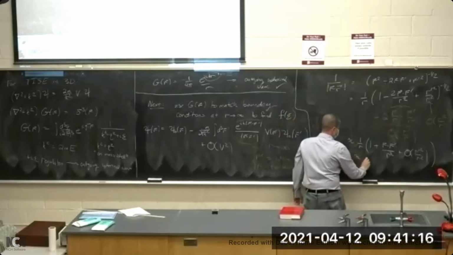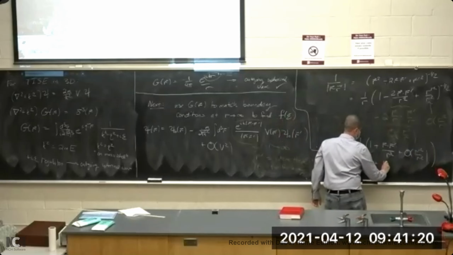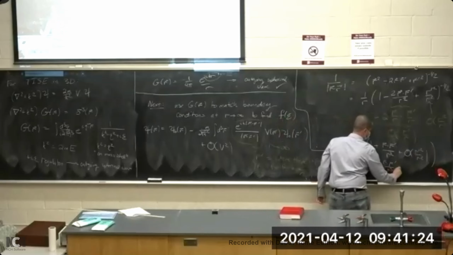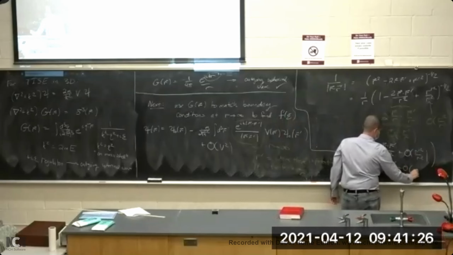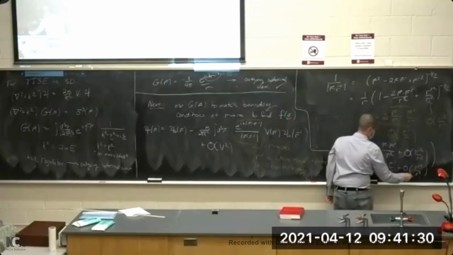So this one was pretty simple. My leading behavior is 1 over R. The correction to that is R dot R prime over R cubed, so plus order, let's say, R prime squared over R cubed.